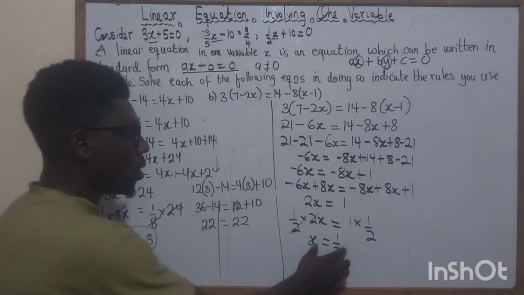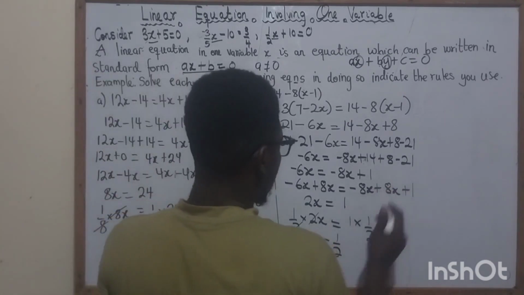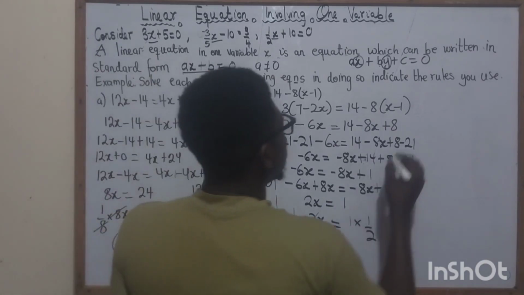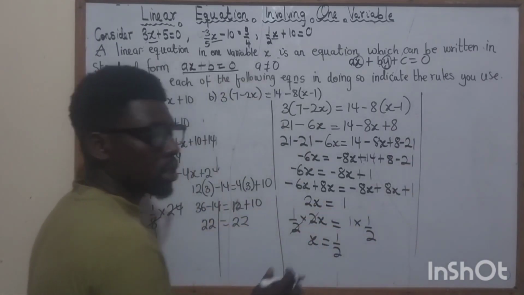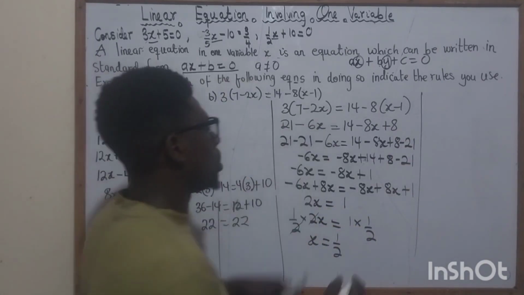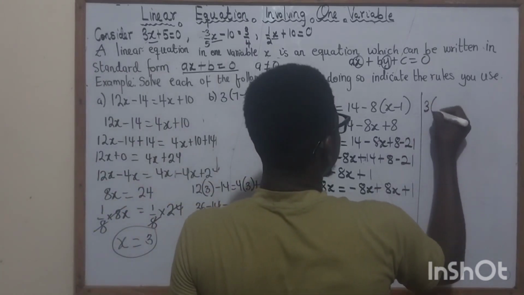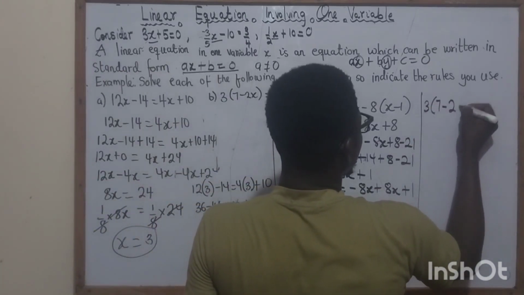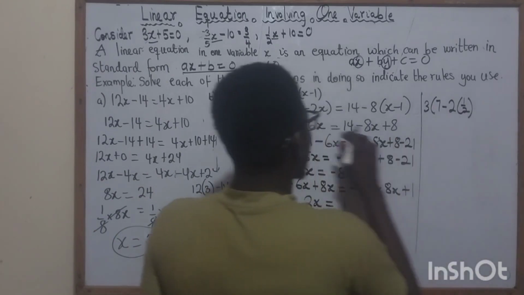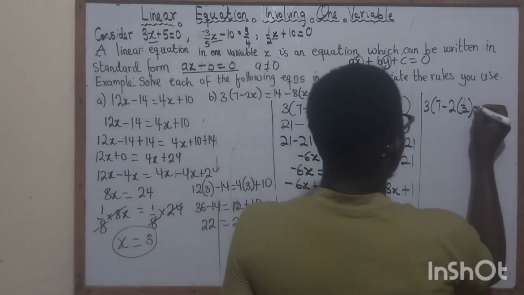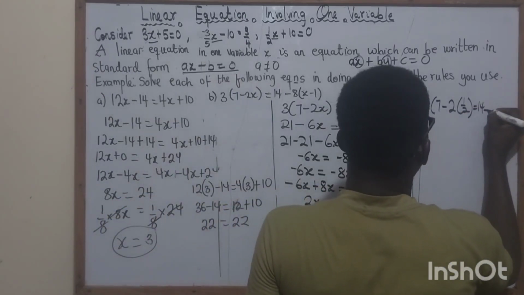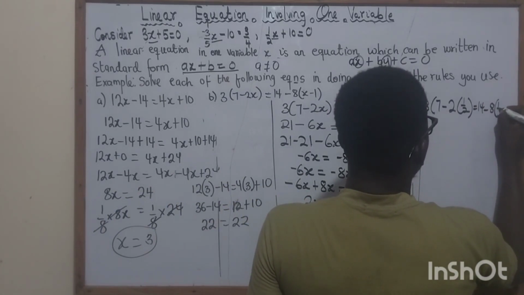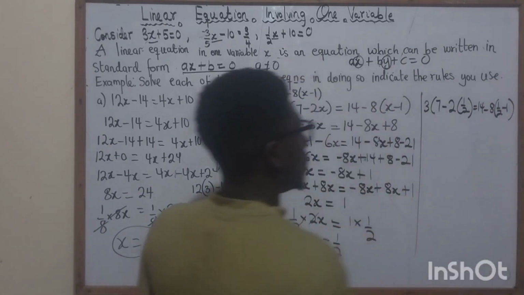All right, we can do a fast check to see whether this is true. So let's substitute x equal to 1 over 2 into the given equation. So I have 3 times (7 minus 2 times 1 over 2), okay? And do the same here: 14 minus 8 times (1 over 2 minus 1).